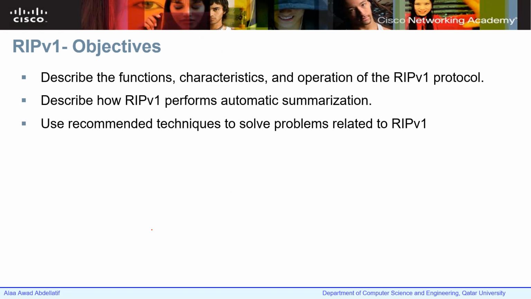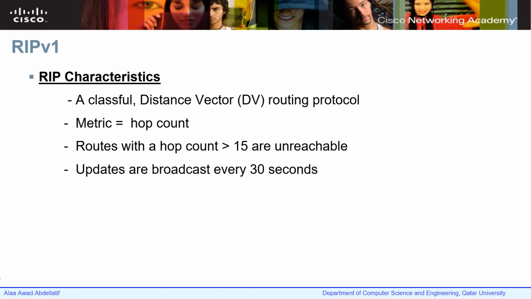Back to RIP, what we need to discuss in the following slides. We need to discuss the main characteristics or functions of the RIP protocol. We will discuss automatic summarization and how we can solve different problems of RIP. But first, let's continue with the previous slides.